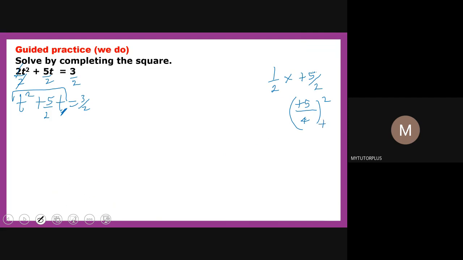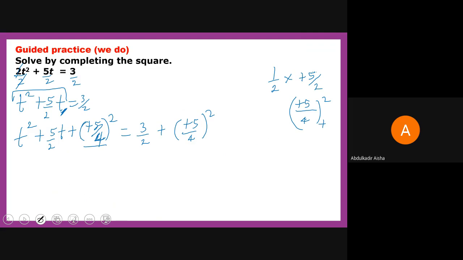Is this area clear? Yes. So that should have what I'm going to have, and it's now going to be t squared plus 5 over 2 t plus open bracket plus 5 over 4 all in bracket square equals to, then the same thing I've added to this left-hand side, I will add to the right-hand side. So that's going to be 3 over 2 plus open bracket plus 5 over 4 all in bracket square. I think I made a mistake here. 5 over 4, sorry. So this is what I'm going to have.